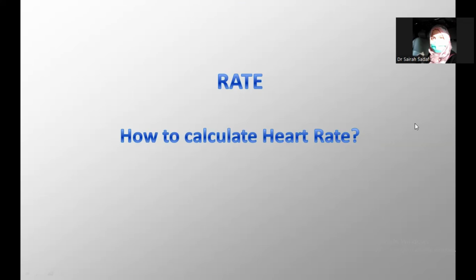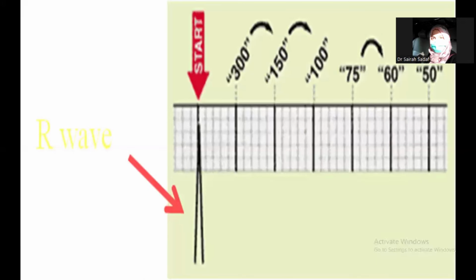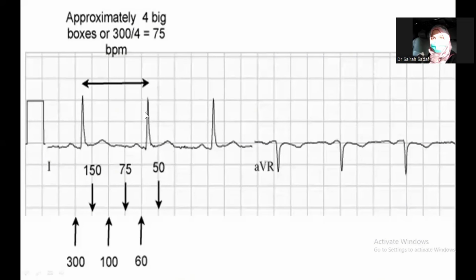Okay, now about the rate. How to calculate the heart rate? It's very simple. Now the practical things on the ECG. First of all, you have to mark the R wave. As you can see, these are two R waves. You have to take any two R waves. Try to take the R wave that is coinciding with the dark line, so it will be easier to count the boxes.